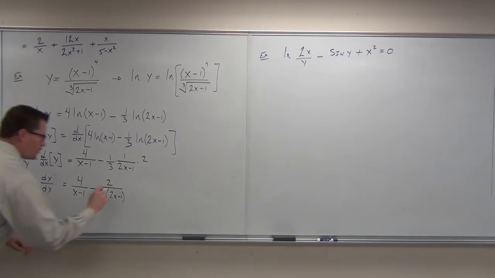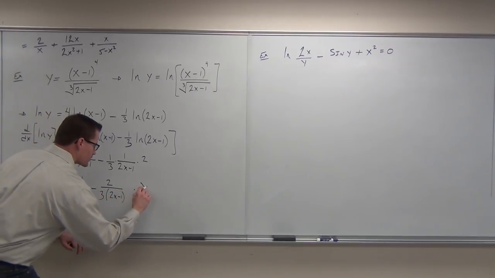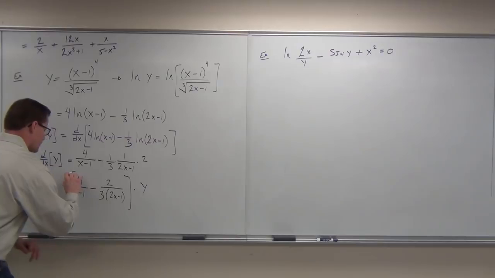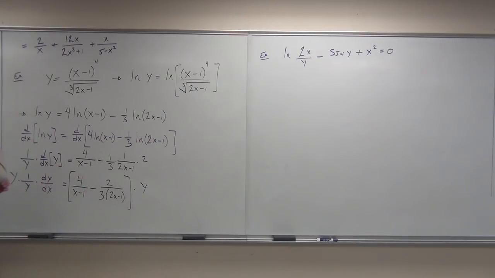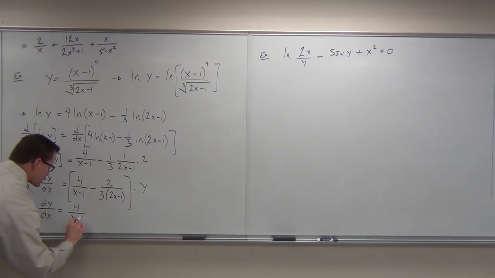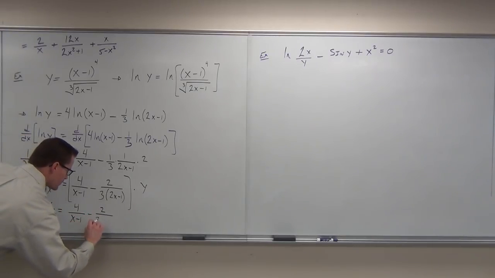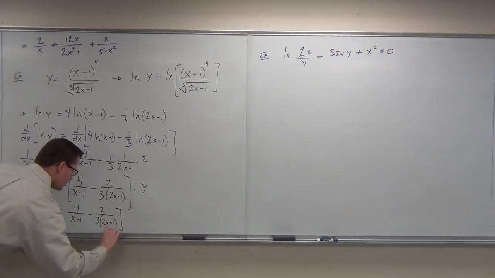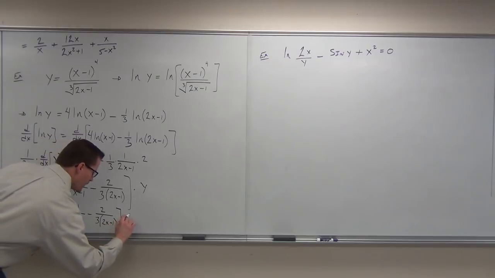So if I multiply by y, and I multiply this whole thing by y, well, these are gone. That's cool. We get dy dx equals, I'm going to leave all this stuff the same: 4 over x minus 1, 2 over 3, 2x minus 1, times y.